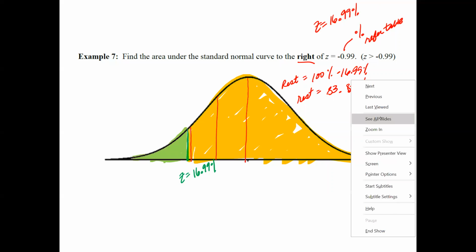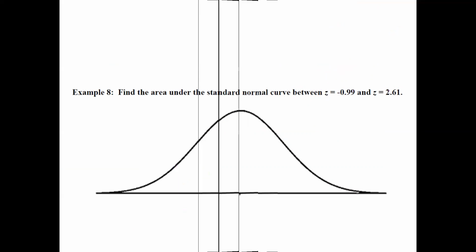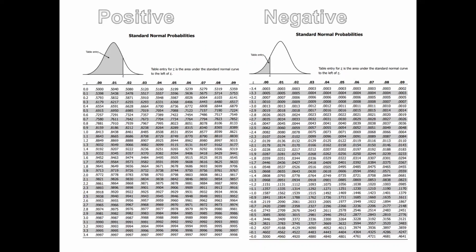All right, let's take a look at example 8. For example 8, find the area under the normal curve between, keyword is between, negative 0.99, and we knew that that was 16.99%, which was right there, and positive 2.61. So let's take a look at this. Positive 2.61 is going to be right here, and that's 99.55%.